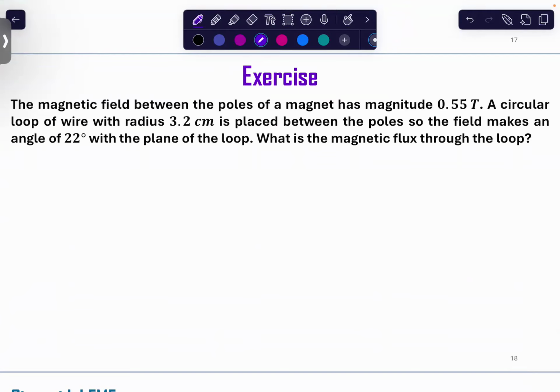So let's see, you have a magnetic field between the poles of a magnet, with a magnitude of 0.55 Tesla. A circular loop of wire with radius 3.2 centimeters is placed between the poles, so the field makes an angle of 22 degrees with the plane of the loop. What is the flux through the loop? Okay, so let's give ourselves a loop.